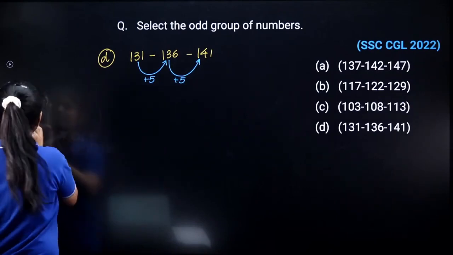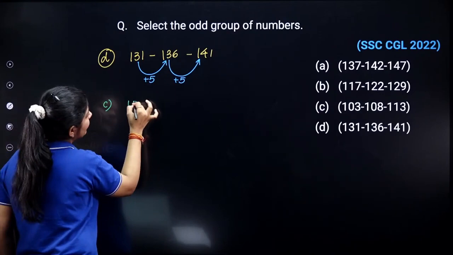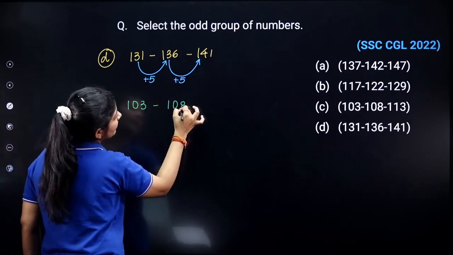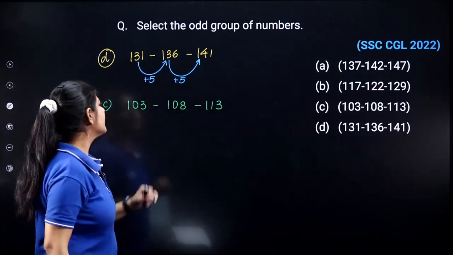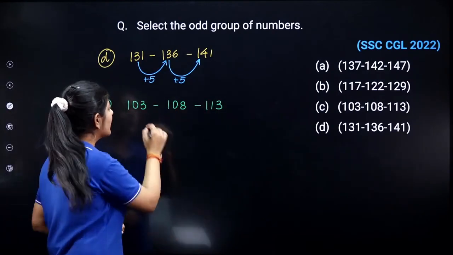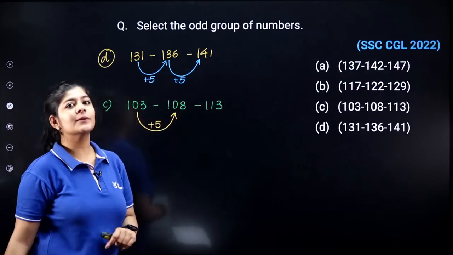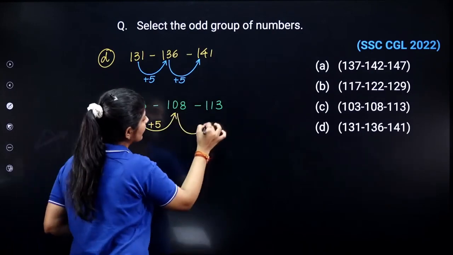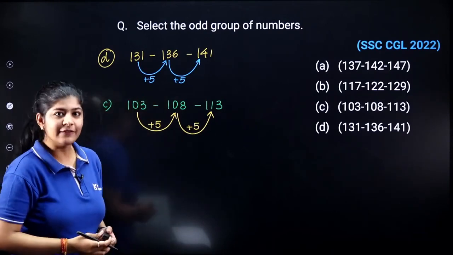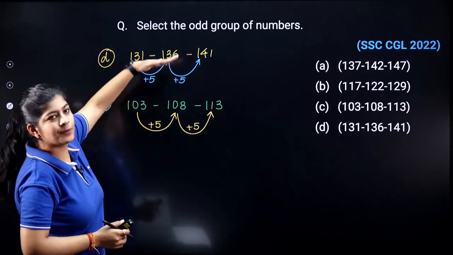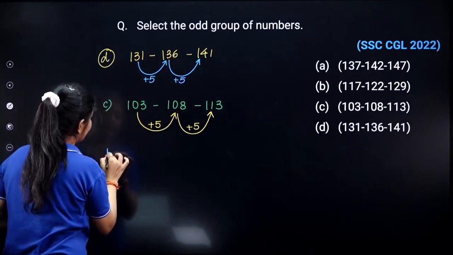Now check option C. Here I am getting this pattern: 103, 108 and 113. To convert 103 to 108, I need to add 5. To convert 108 into 113, again I need to add 5. Are we getting the same pattern in these two options? Yes.